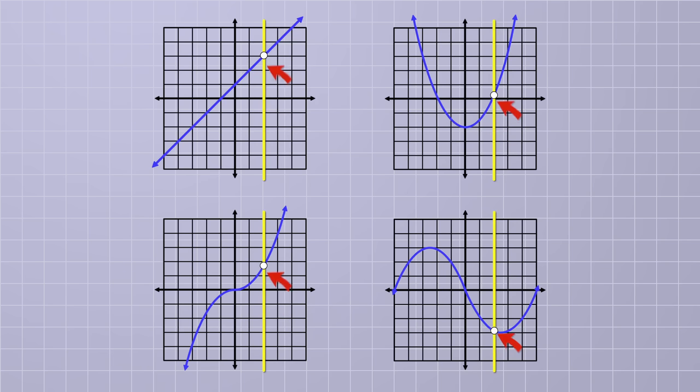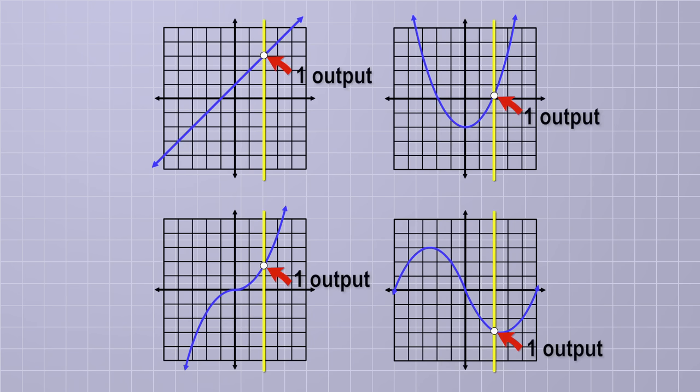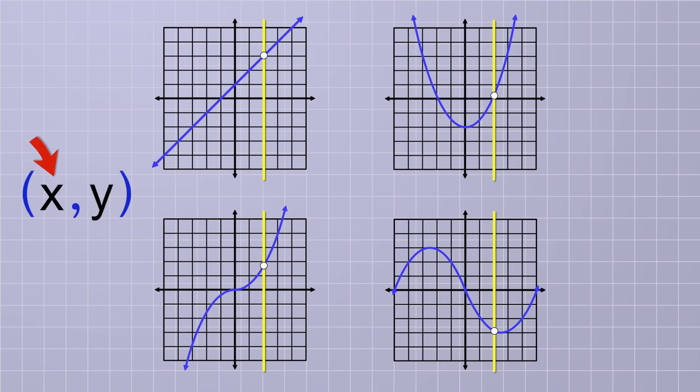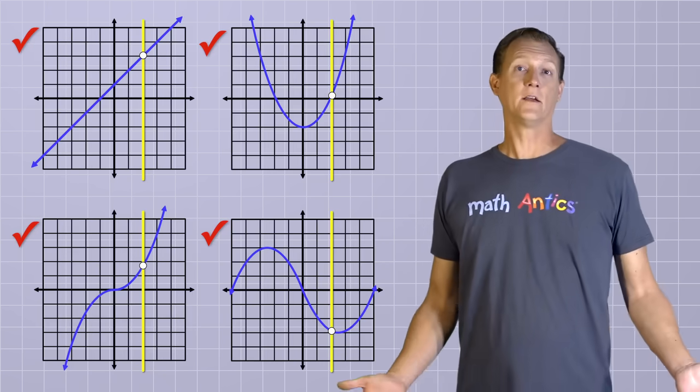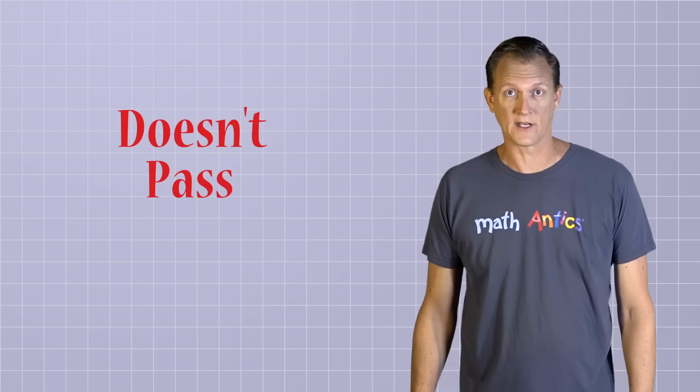paying close attention to the point where the vertical line intersects with the graph. If that vertical line only intersects the graph at exactly one point for every possible value of x in the domain, then that means that there's only one output value for each input value. There's only one y value for each x value, so the graph qualifies as a function. Okay, so all of these graphs pass the vertical line test and are functions, but what's an example of a graph that doesn't pass the vertical line test?